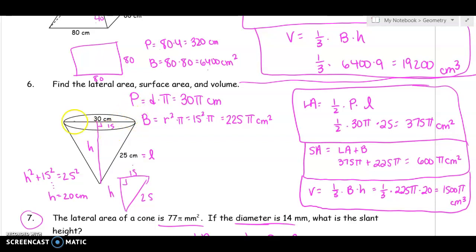The perimeter is the same thing as the circumference. Diameter times pi, 30 times pi. Area of the base is radius squared times pi. So 225 pi. And then you can plug everything in as needed. All right, 1/2 times perimeter times slant height, lateral area plus the area of the base, and 1/3 times the area of the base times the height.